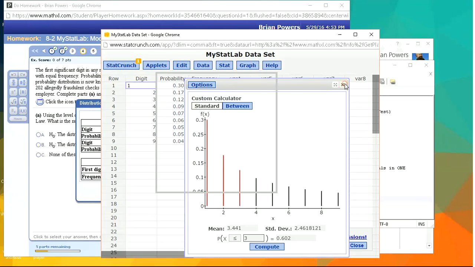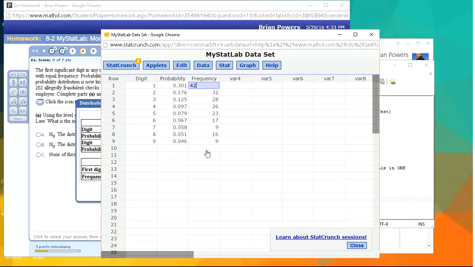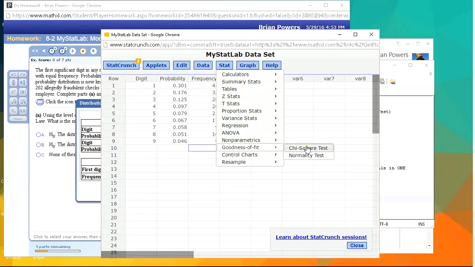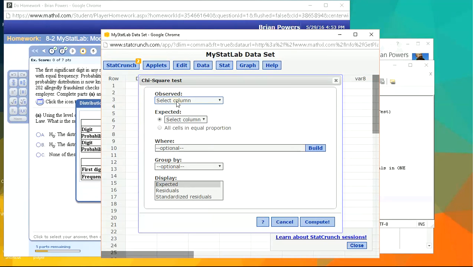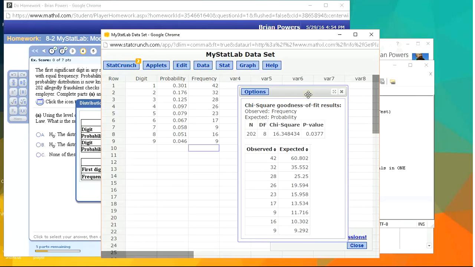Anyhow, we want to do a goodness of fit test. These are the frequencies that have been observed, and these are the probabilities. So under the stat menu, we want to do a goodness of fit test. What was observed is the frequency, and for the expected, you can use that probability. Compute and see what we have. You can see the number 1 was observed 42 times, but it was expected 60 times. The digit 2 was observed 32 times as the first digit, and it was just a little bit off from what was expected.